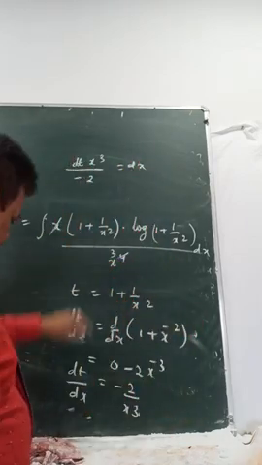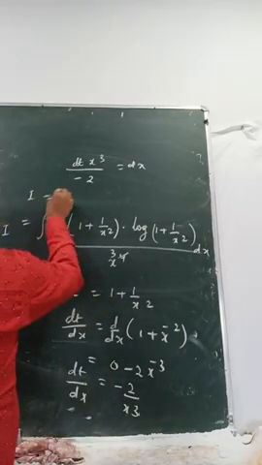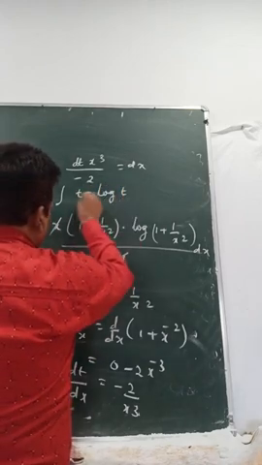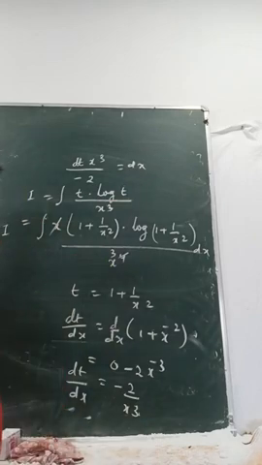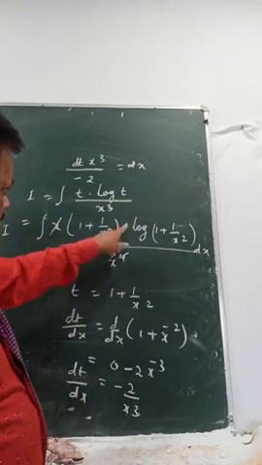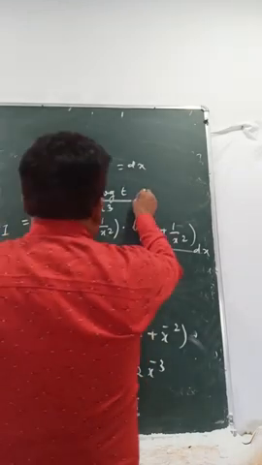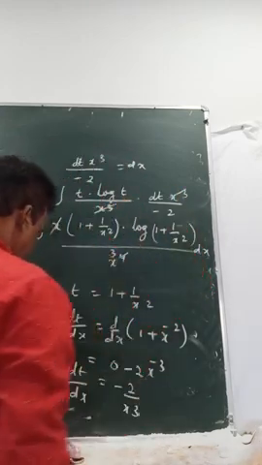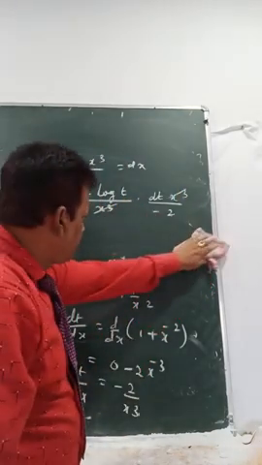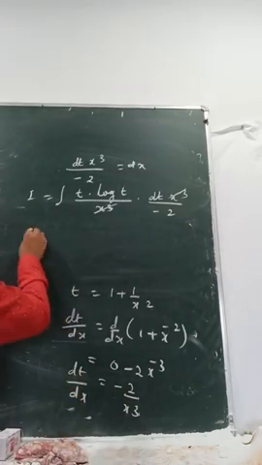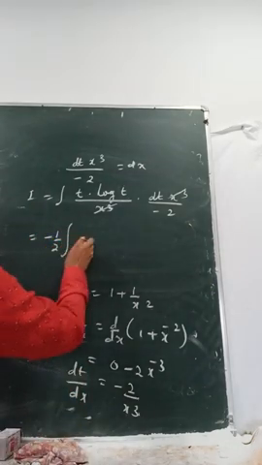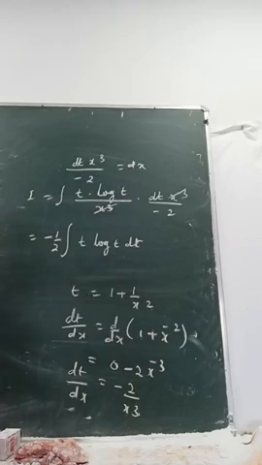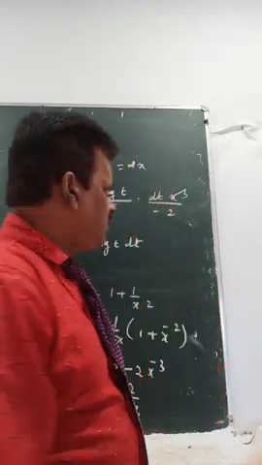So back to our question. I equals, this is t log t by x³, then dx is dt x³ by −2. So this gets cancelled. So minus half, if you keep outside, t log t dt. Simple form or not?